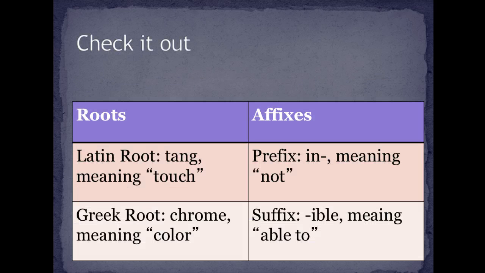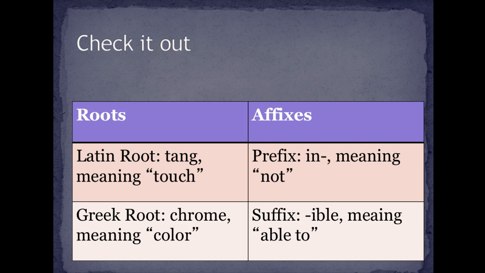So let's look at this. Here are some root words. Here's the Latin root tang, which means touch. Another root word comes from the Greek, chrome, that means color. We use these roots in the English language in a lot of our words. How about some affixes? Here's a prefix, in. Notice how the dash is after it. That's to tell you that that's where the root word goes. So in dash, that dash means it goes before, it's a prefix. It means not. So if you put it in front of a word or a root, it makes it mean not that. And a suffix, dash able, it means able to.